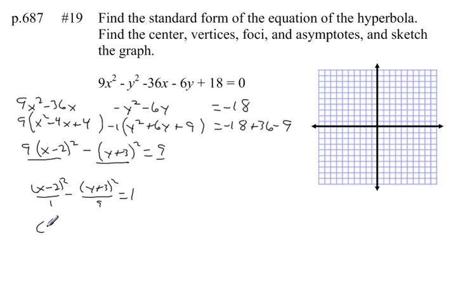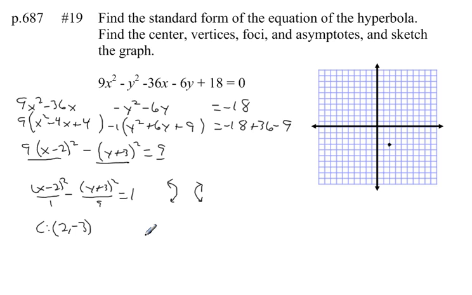Let's start with the center. Well, the center is defined by these two values in parentheses. So my center is at the point 2, negative 3. So let's start by graphing that point. So 2, negative 3 is right down here. Okay, now since my x's come first here, my hyperbola is going to look something like this.